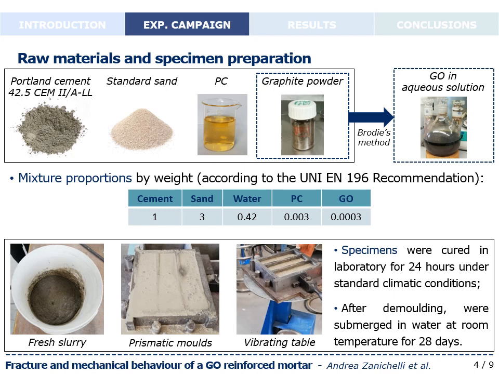According to the UNI EN 196 recommendation, the mixture proportions here reported by weight were adopted. Moreover, note that plain mortar specimens were also prepared as reference. So, the fresh slurry was placed in prismatic molds and compacted by means of a vibrating table. Then the specimens were cured in laboratory for 24 hours under standard climatic conditions, and after the molding, they were submerged in water at room temperature for 28 days.